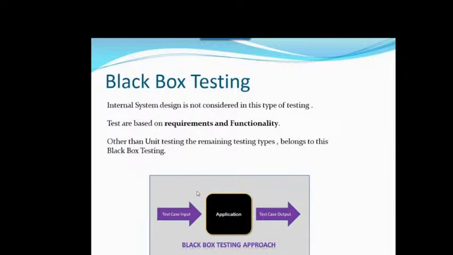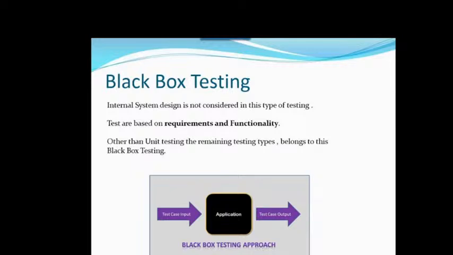Black box testing is done by QA, and we never see any code. How do we test? The test is always based on the requirements and functionality. These two are very, very important. Based on the requirements and based on the functionality, we need to test the application.